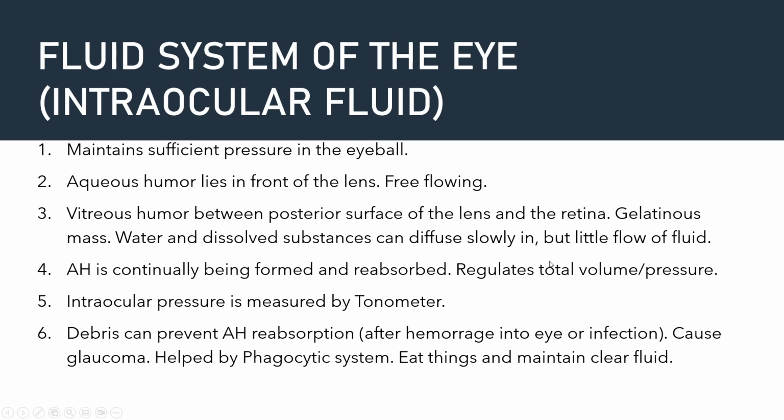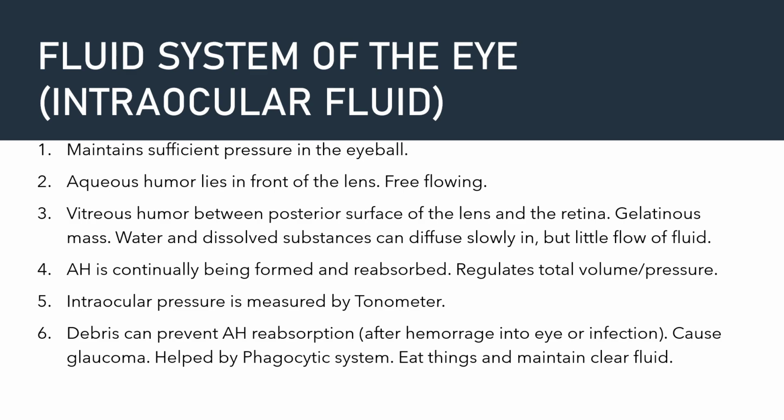Okay, the next concept is intraocular fluid. There are two kinds of fluid in the eyeball. One is the AH, called the aqueous humor, which is in front of the lens, and the other is the vitreous humor, which is behind the lens. Aqueous humor is a free-flowing liquid like water, whereas vitreous humor is like jelly or gelatinous.